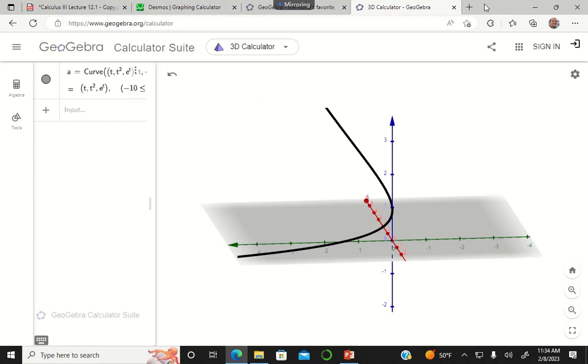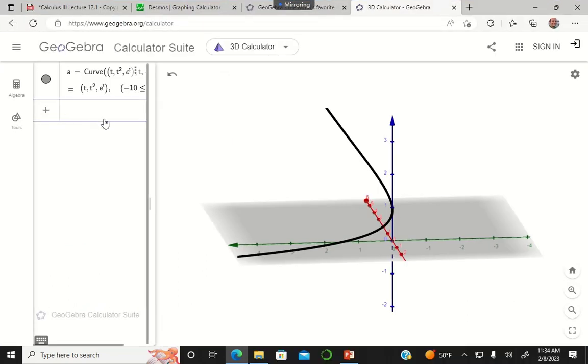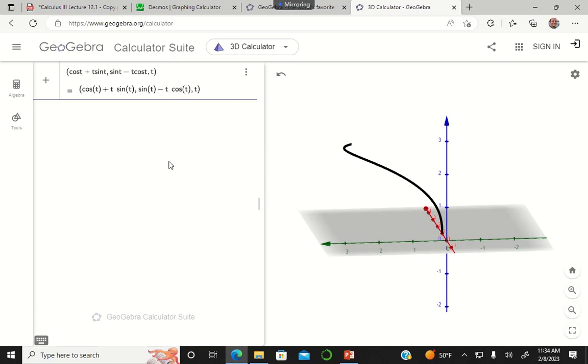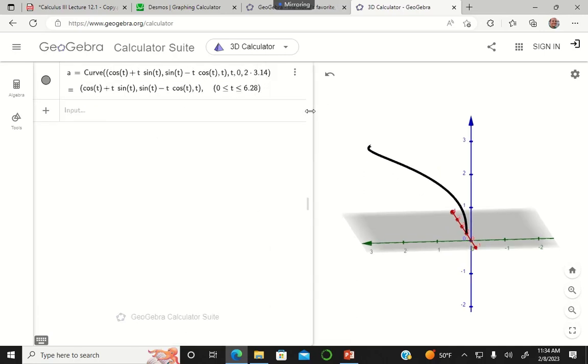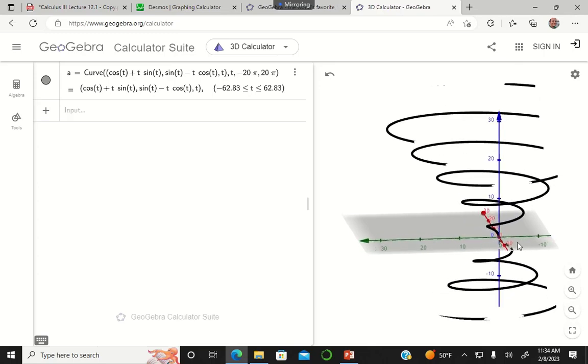Let's just go ahead and plot this and figure out what this will be. So delete that. And cosine t plus t sine t, and then sine t minus t cosine t, comma t. And I want to give t a lot of values, so I'll let it go from negative 20 pi up to 20 pi. Let's see what it looks like as I zoom out. Okay.